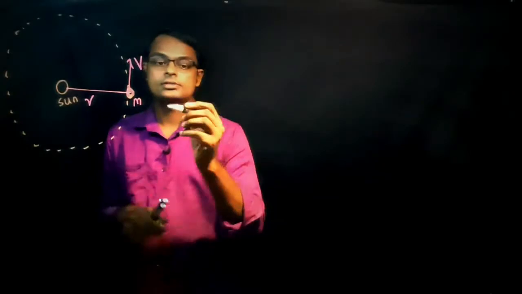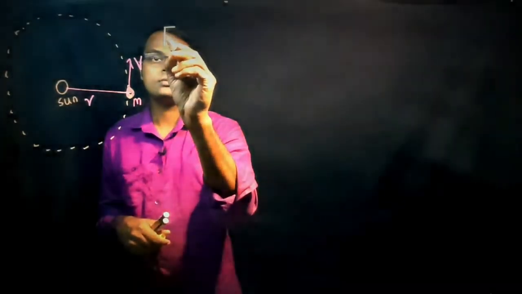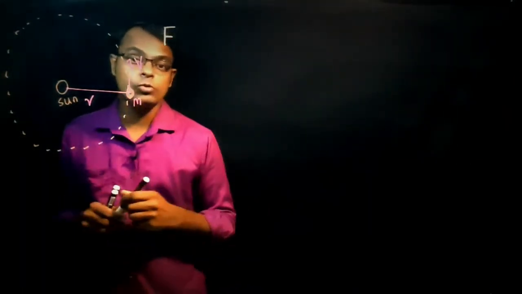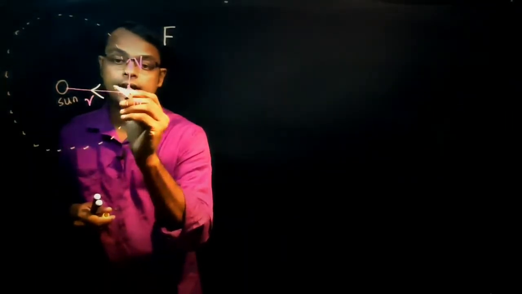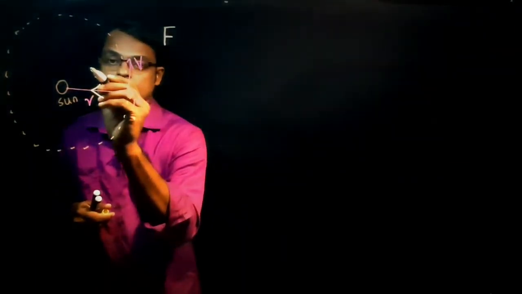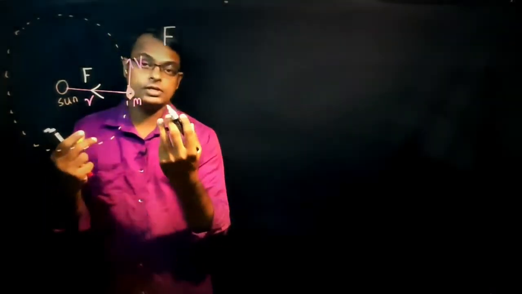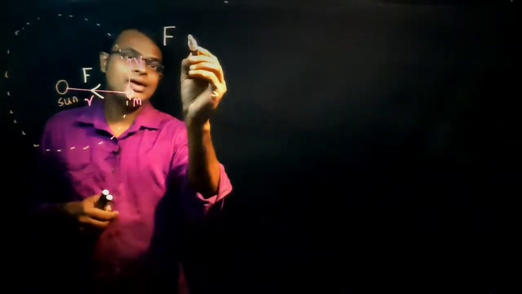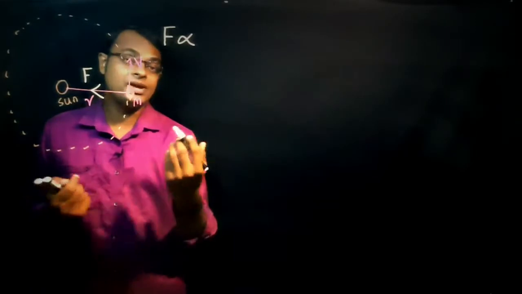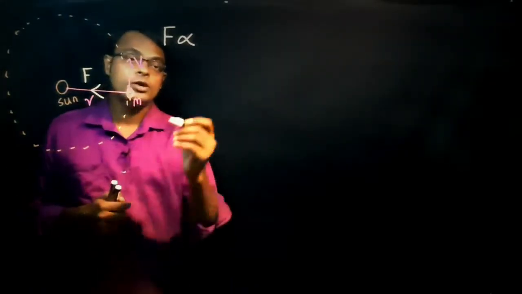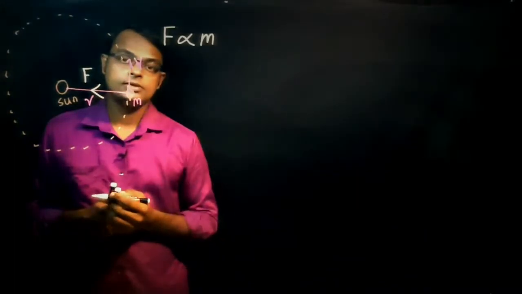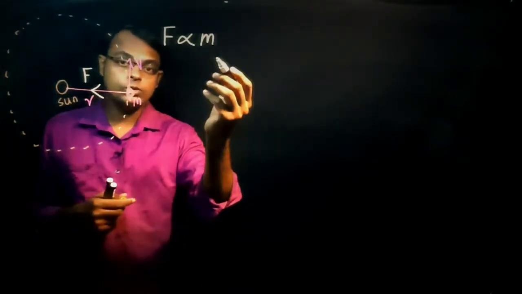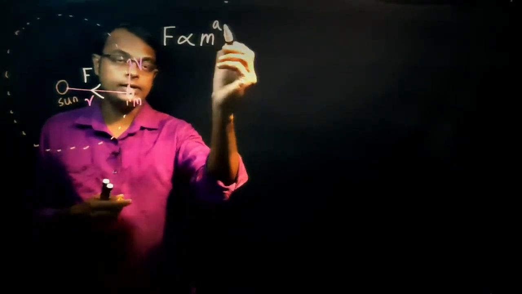So we can write like this: the centripetal force is F. What is meant by centripetal force? The force acting on a revolving body, and it acts towards the center of the circle. So F is the centripetal force, and we assume it may depend on certain quantities. One is mass. We don't know the power; maybe 1 may come, 2 may come, any value may come. So we assume m to the power a.